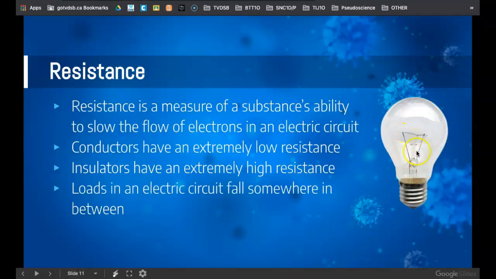Electrical loads, like a light bulb, generally fall somewhere in between. Right? It depends on what the load is. Some have a very high resistance. Some have a very low resistance. It really depends on what that load is.